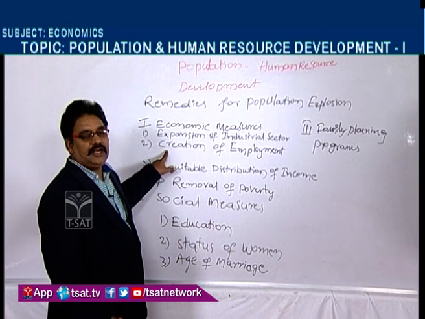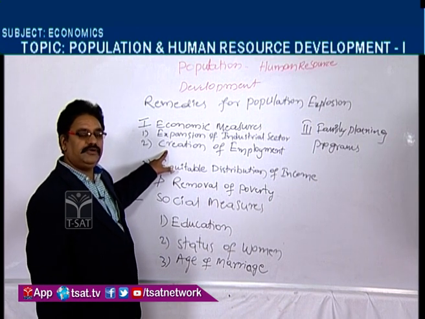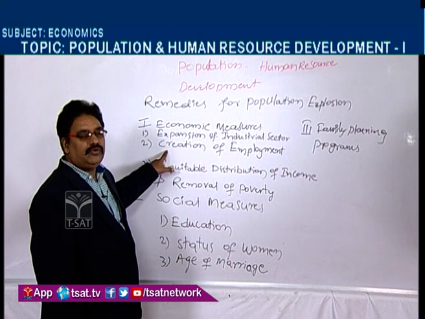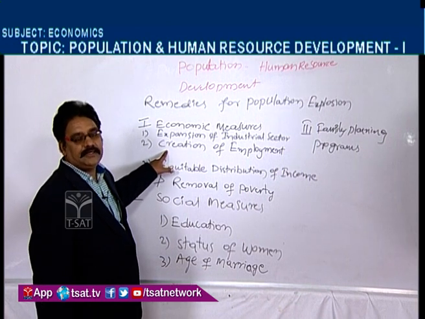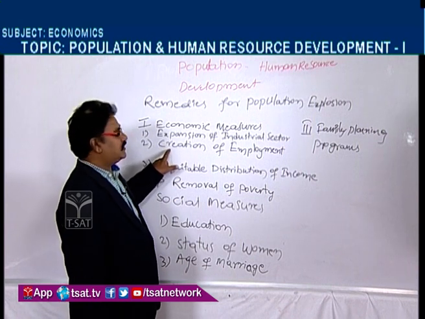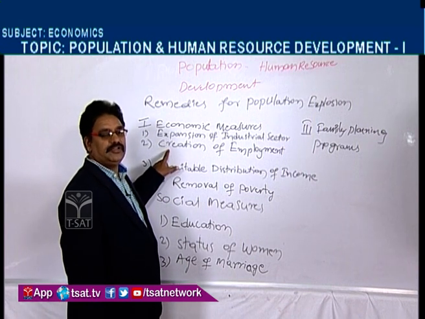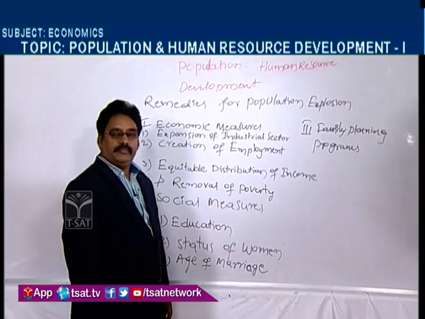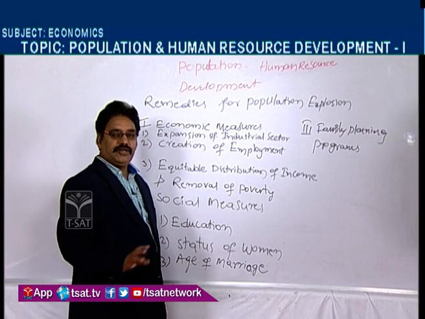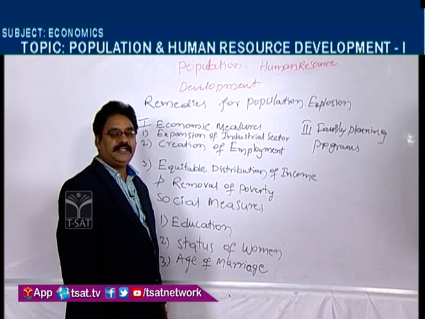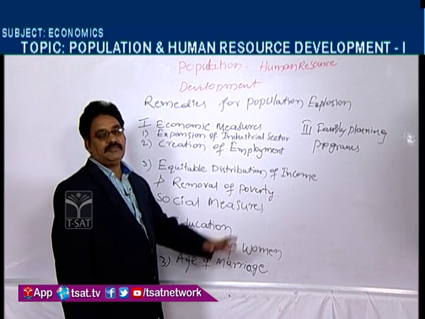If you increase the employment opportunities, people will be engaged in work and won't get that much opportunity to concentrate on having children, and that is also one of the causes to control the population. Then there is equitable distribution of income and removal of poverty. The government has taken the necessary steps to remove poverty. Many programs have been implemented to remove poverty and for equitable distribution of income also.